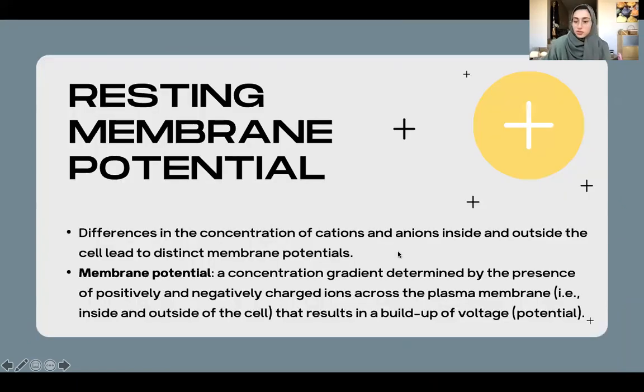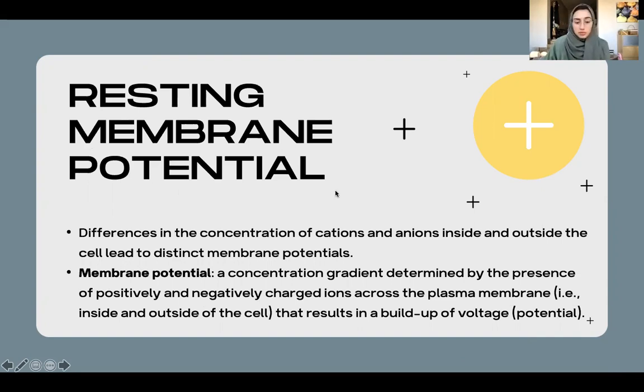Now just to revise what we talked about in the previous lecture. Resting membrane potential. We know that you have different concentrations of ions inside the cell versus outside the cell. And this leads to distinct membrane potentials. The concentration gradient is determined by positively and negatively charged ions. And because there's a difference inside and outside the cell, this creates a buildup of voltage, or our potential. So that's what membrane potential is.